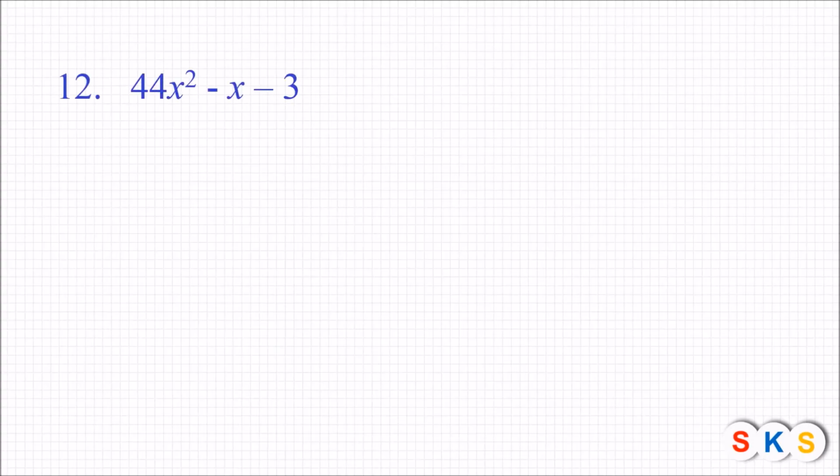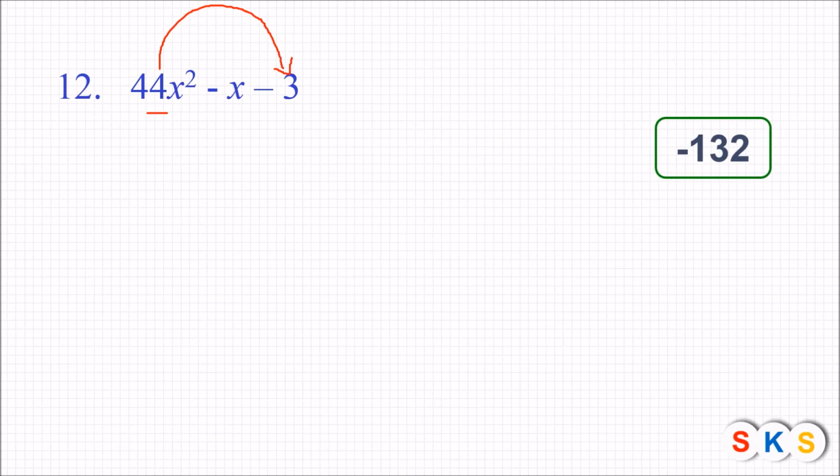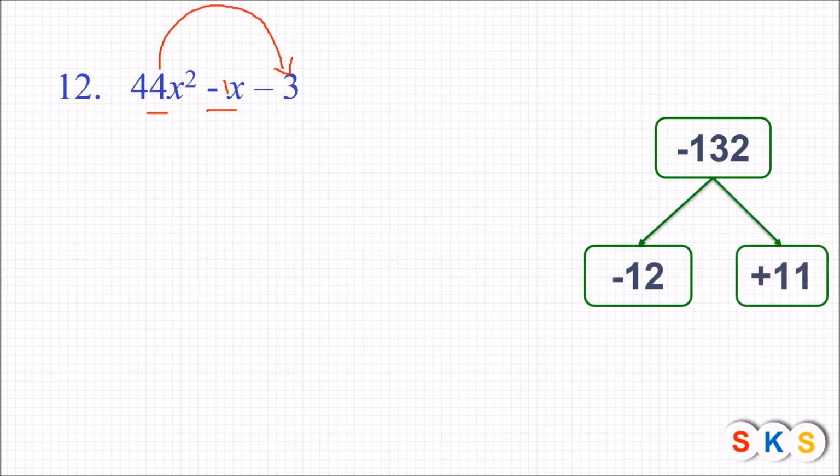Here we have question number 12. Okay, now you can see that the square term has a coefficient other than 1. Okay, so here we are going to multiply 44 with minus 3. If I multiply 44 with minus 3, I will get minus 132. Now we will find two numbers. When you multiply them, you should get minus 132, and when you add those two numbers, you should get minus 1. Okay, let's see, those two numbers are minus 12 and plus 11.